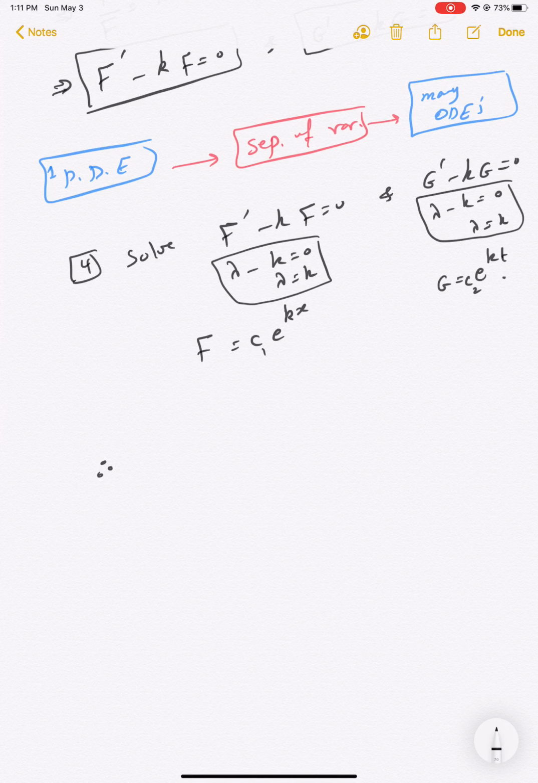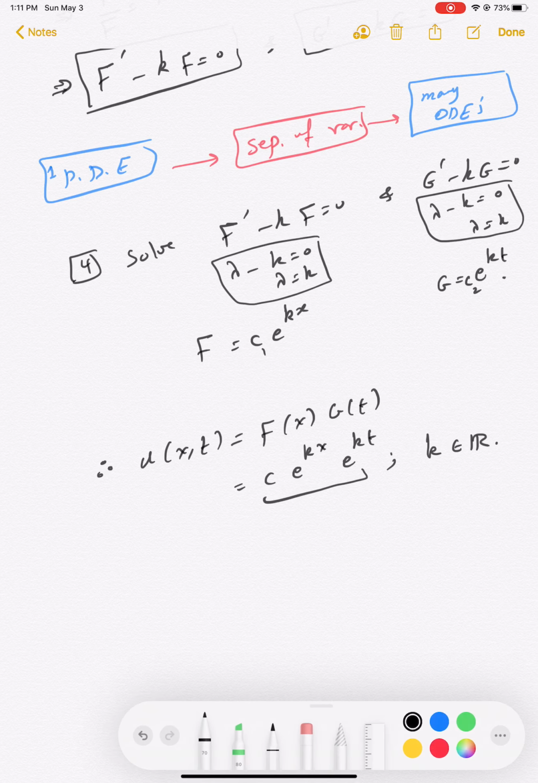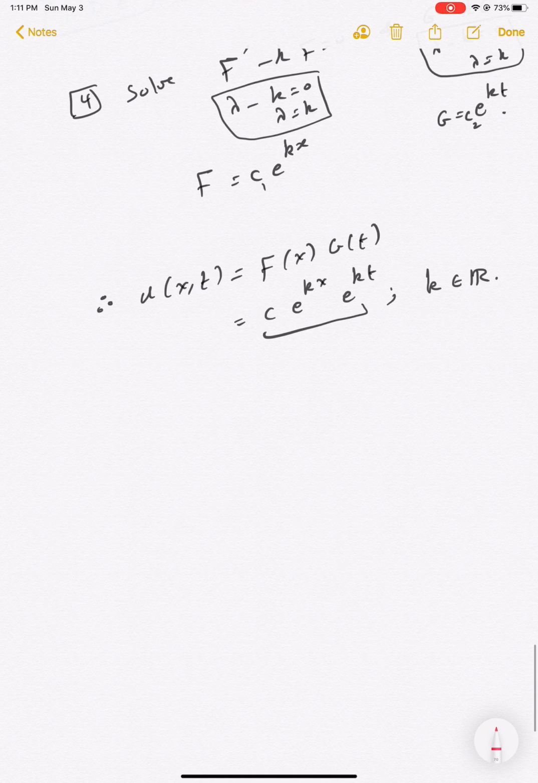So after finding f and g, what is the solution to your equation? You multiply, remember this is the method of separation of variables. So you just take f, the function f, which is c1 e to the kx, you multiply it with c2, you collect the c's into one c like this, and this is your solution. However, what is the k? The k could be any real number. So basically this is not one solution, if you agree. Because when k is 1, this is a solution, when k is 2, this is a solution. So these represent infinitely many solutions.